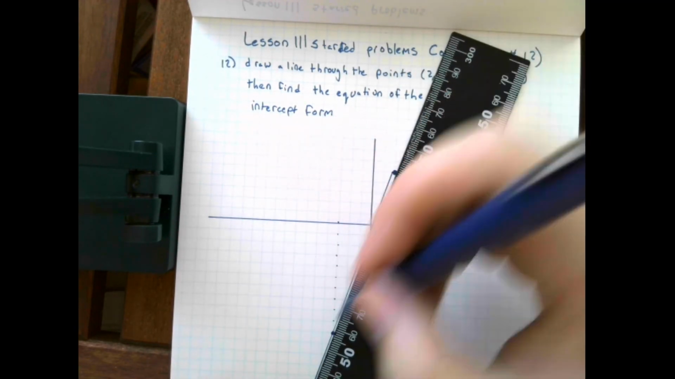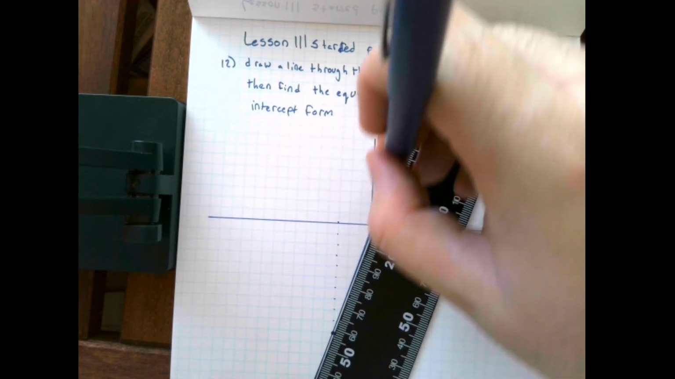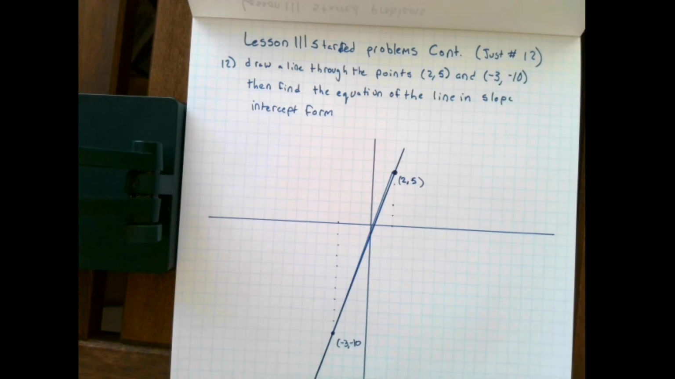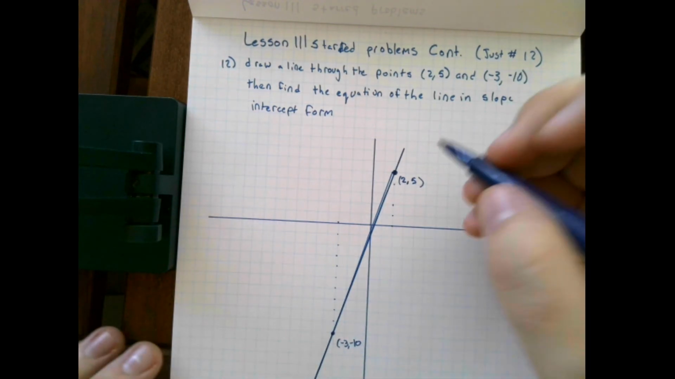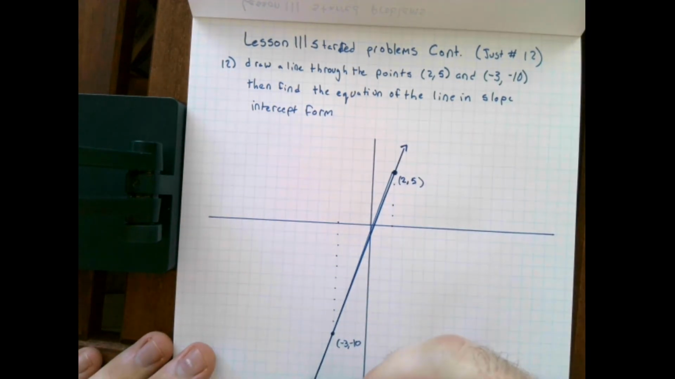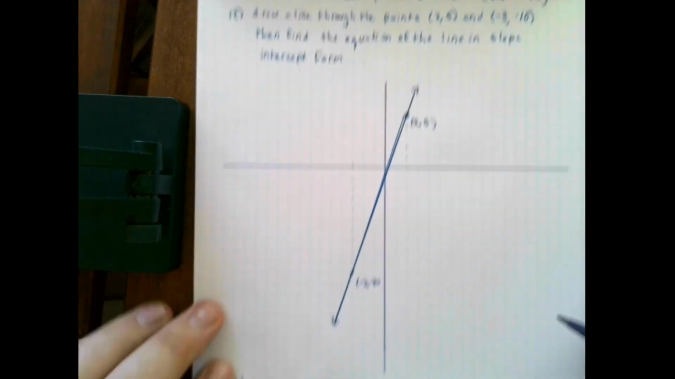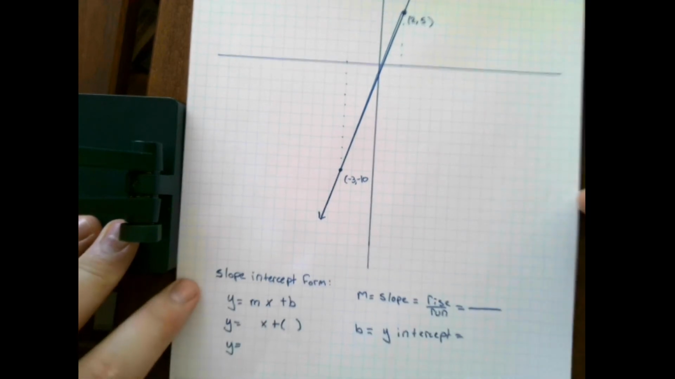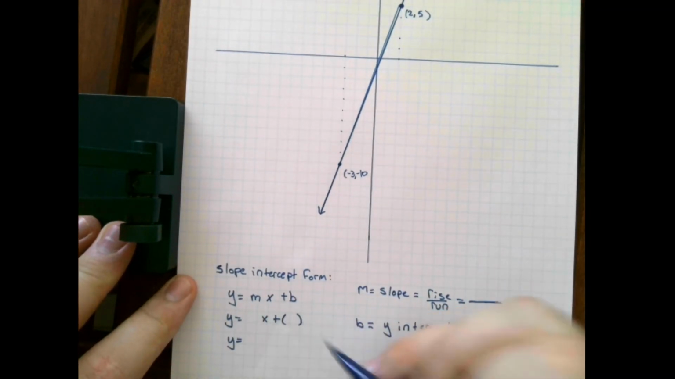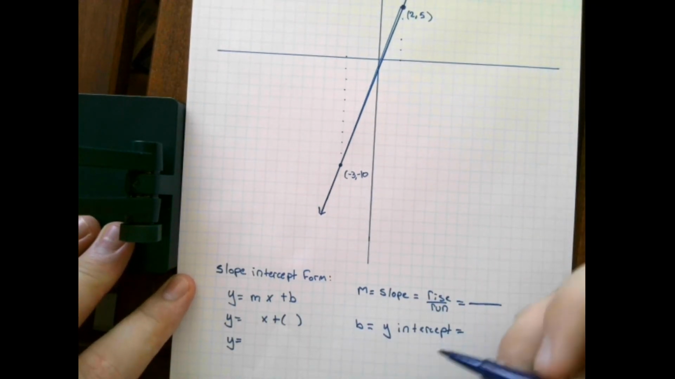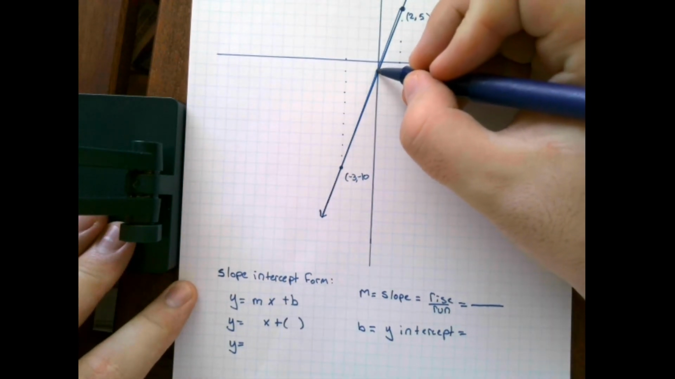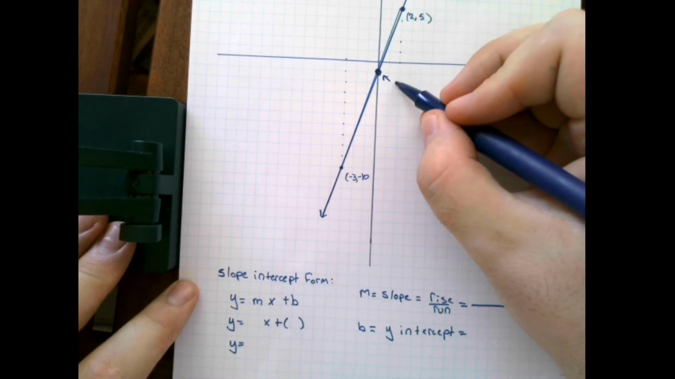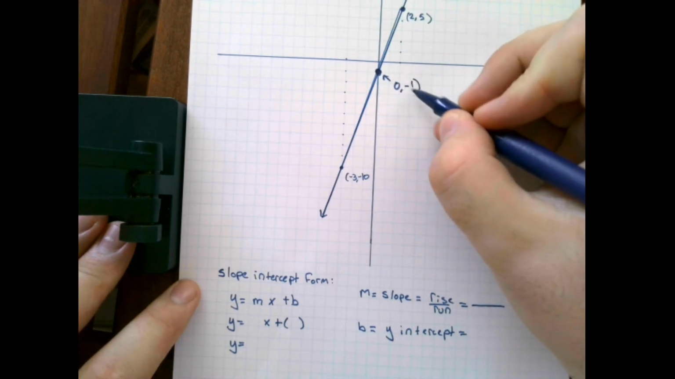Oh, my straight edge moved a little bit there. There we go, much better. And now we've got a line that connects them. And then we're asked to write the equation in slope-intercept form. Now, slope-intercept form is y equals mx plus b, where m is the slope and b is the y-intercept. The easiest one to find is where it has its y-intercept. That's over here at 0, -1.